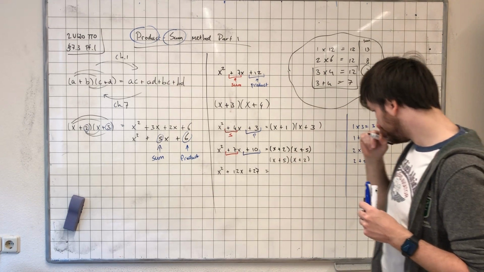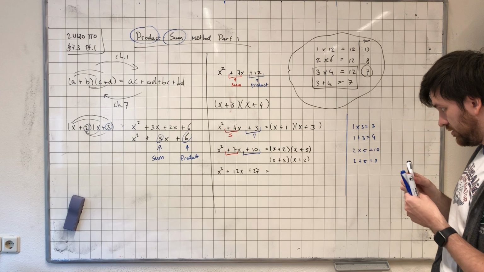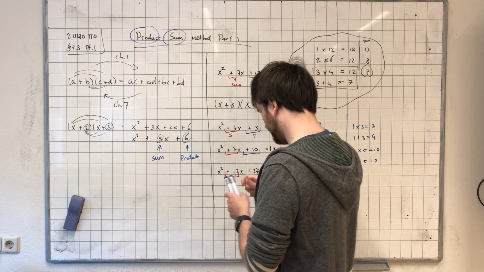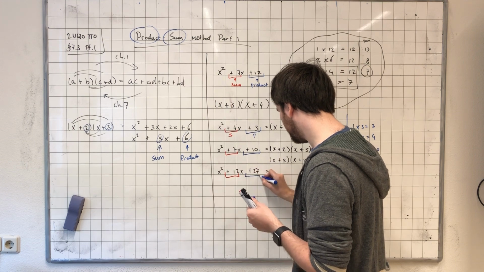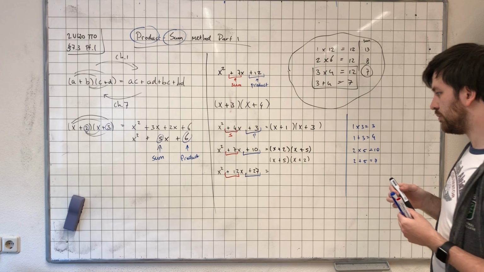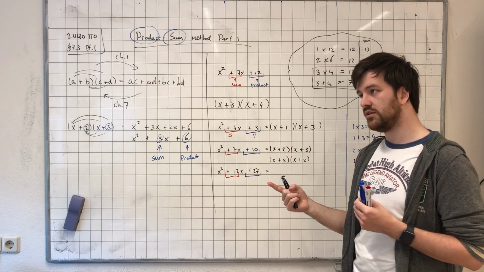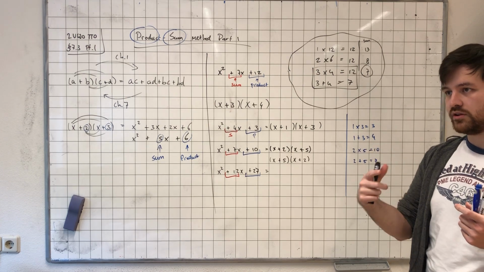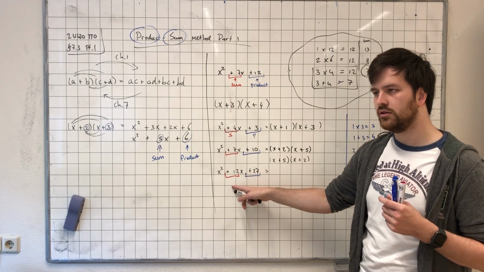Last one. Our sum 12 and our product is 27. So how do I get 27? 1 times 27, which is 27. 1 plus 27 is 28, so that's not correct.